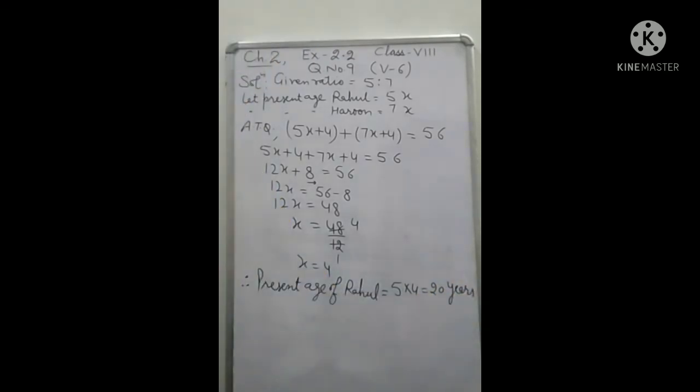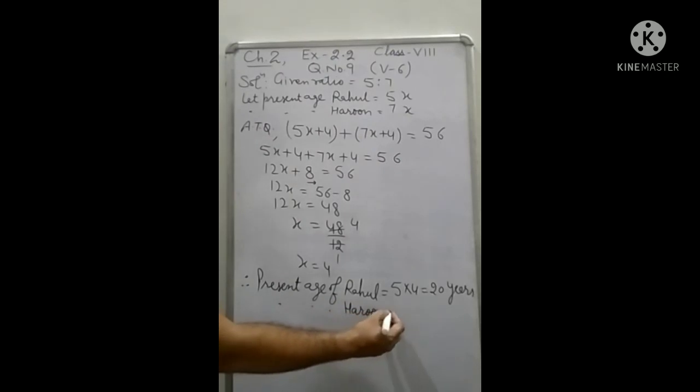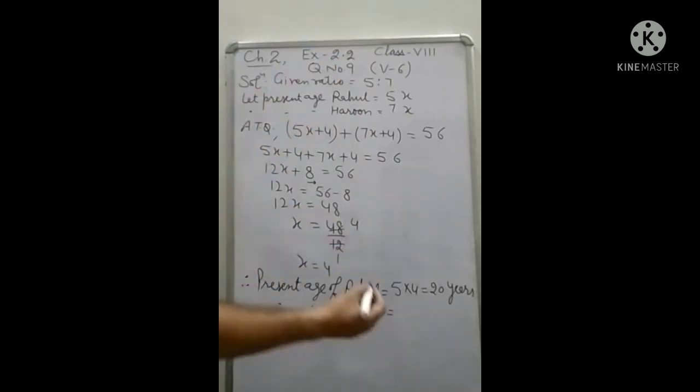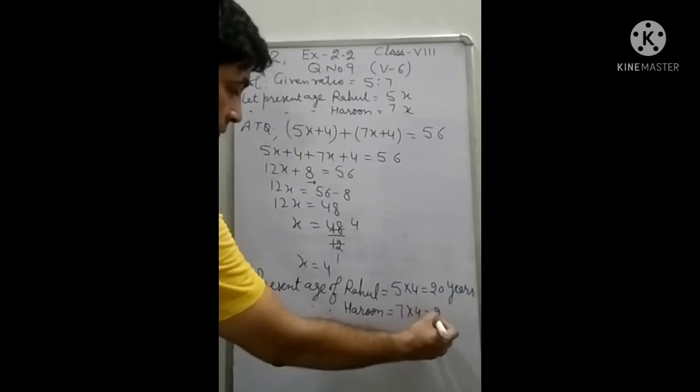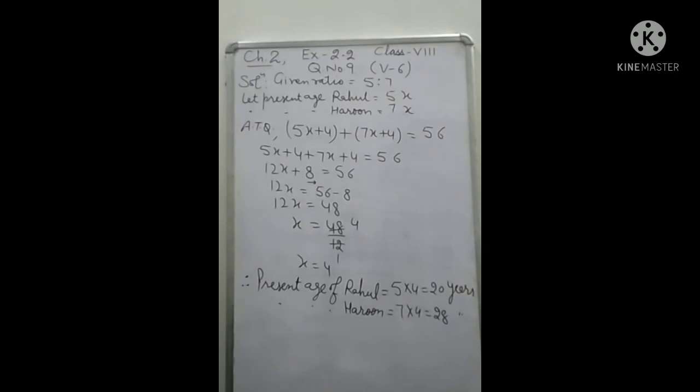In the same way, we have to find the age of Harun. So we write present age of Harun. What will it be? 7x means 7 into 4. So that will be 28 years. So these will be our two answers. So that question is complete.